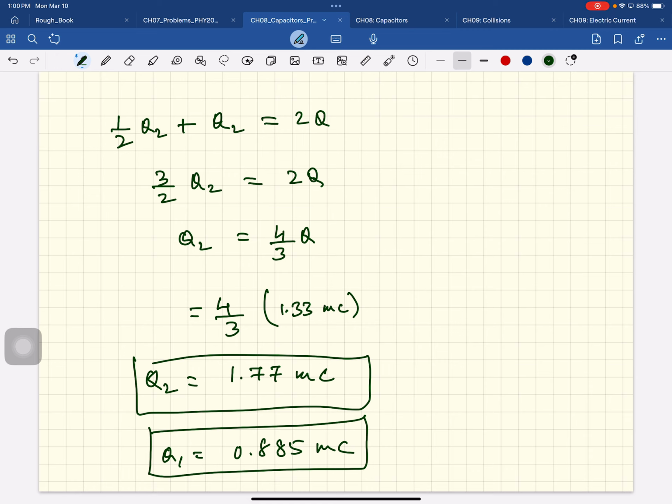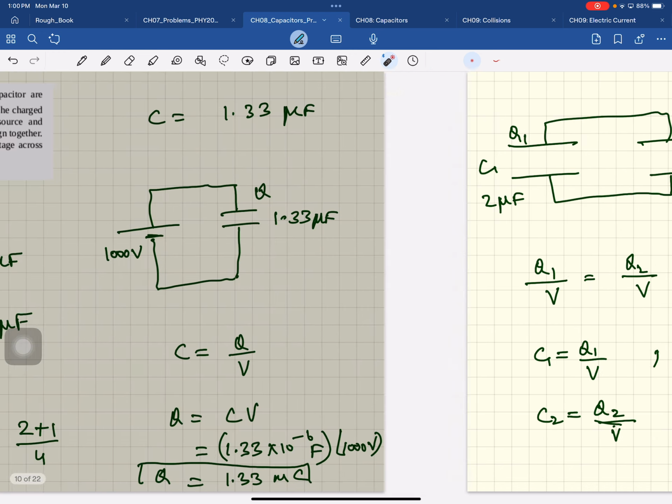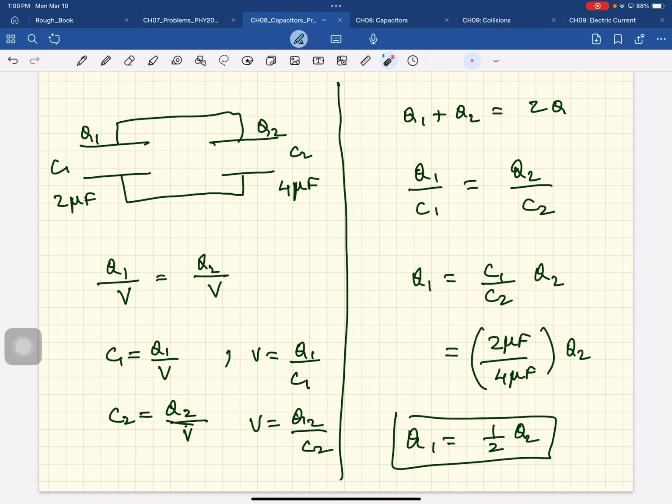All right, so again, let me review this. There were several steps to the problem. When you connect these two in series across the battery, you get the same charge. To find the charge, you had to reduce this to a single capacitor and find the charge on that capacitor. That was equal to these charges. Then when you disconnect them from the battery and connect them in parallel to each other, the charges redistribute such that the voltage across them is the same. And that's how you solve the problem.